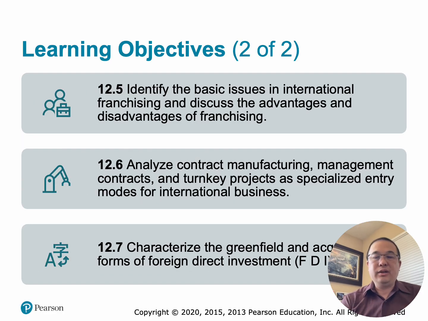This continues the learning objectives of this chapter and focuses on different ways companies can enter international markets and invest abroad. International franchising. So franchising occurs when a company, the franchisor, allows another party, the franchisee, to use its brand name, business model, products, and operating procedures. And in exchange, they do this for fees and royalties.